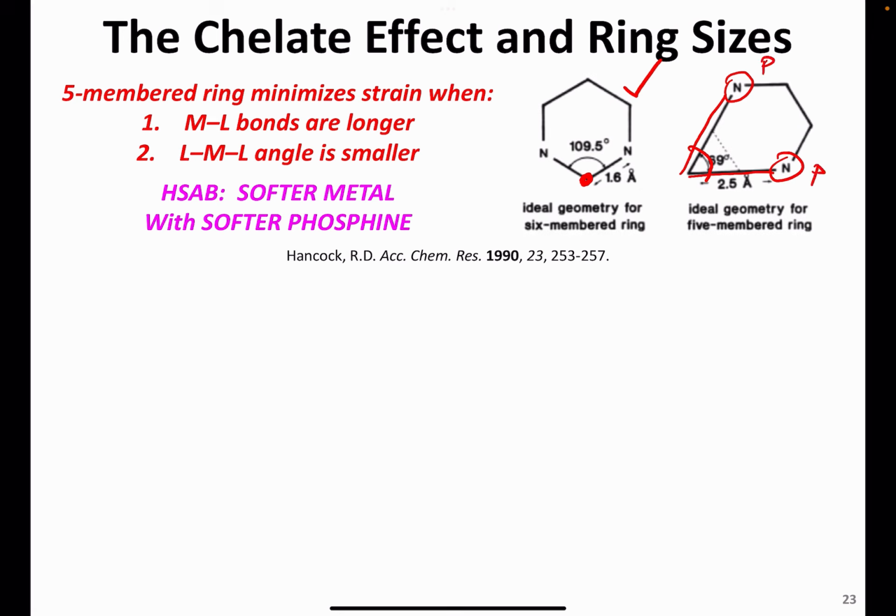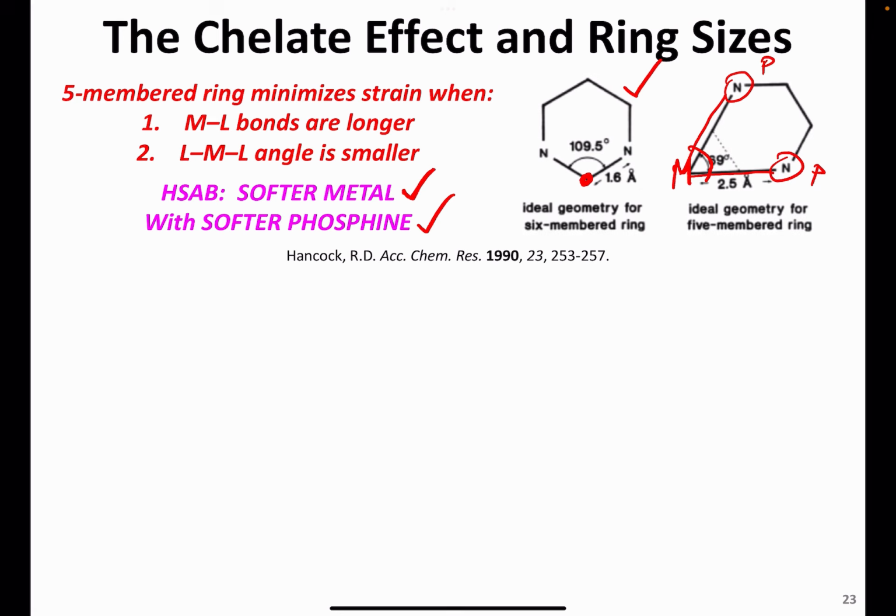You also want a metal center that's going to support more narrow angles. Well, if you want longer bonds between the metal and the ligand donors, and you want smaller angles, we're really talking about moving right into hard, soft, acid, base theory. And so you want metals that are larger. That means softer metals. You want metals that are going to form longer bonds. Well, they form longer bonds to phosphorus centers than to nitrogen centers. And so we're now matching a soft metal with a soft phosphine.